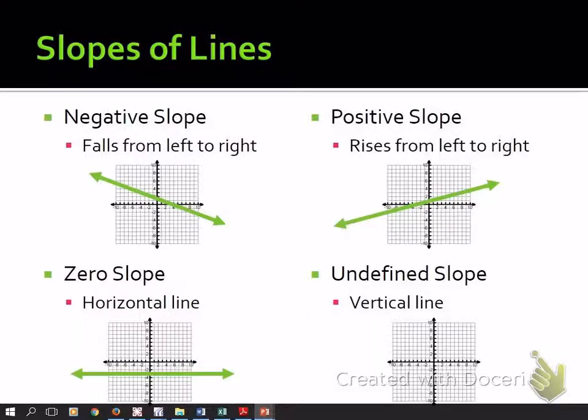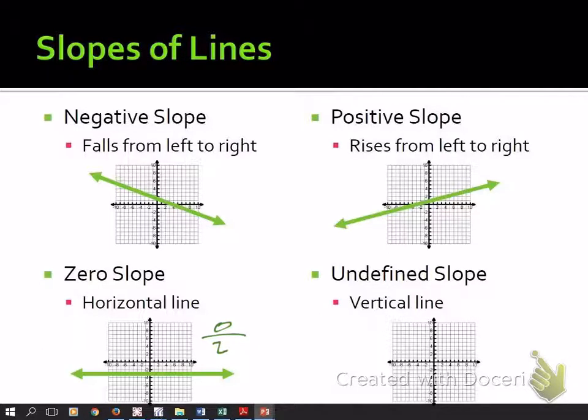A zero slope suggests that in your ratio, your change in y, the rise, is 0, and the change in x is some number: 2, 7, negative 12. It doesn't matter, because anytime you divide 0 by any number, you're just going to get 0. So a zero slope is a horizontal line.